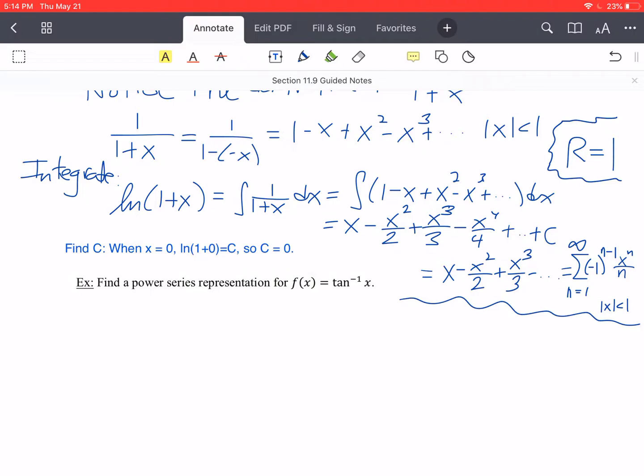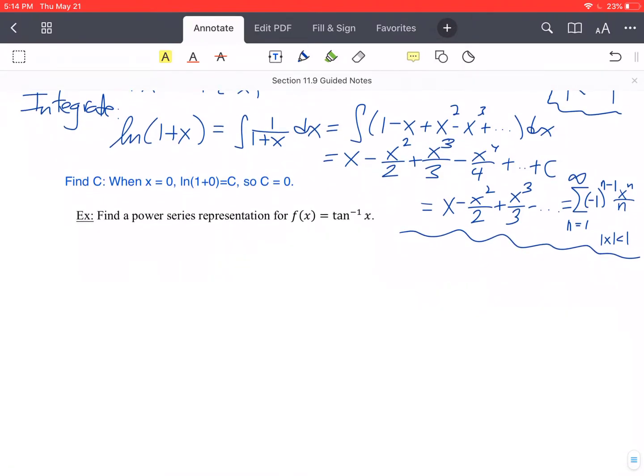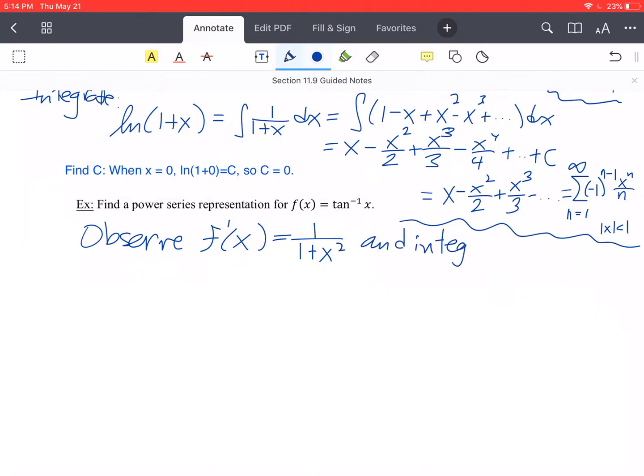Alright, let's look at one more. Find a power series representation for the inverse tangent function. So you'll notice a lot of these problems start off with our observations of how these functions relate to the other ones that we've used so far. So this is the derivative of inverse tangent. So we can use that and integrate the power series.